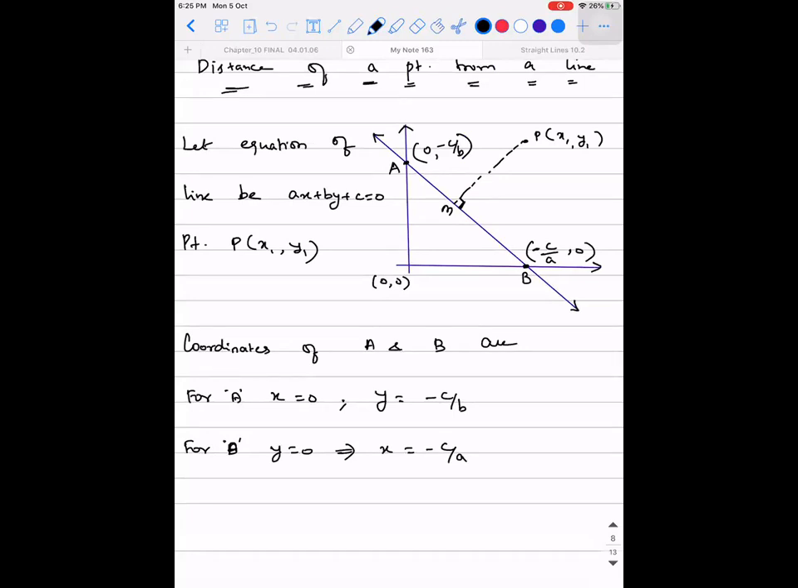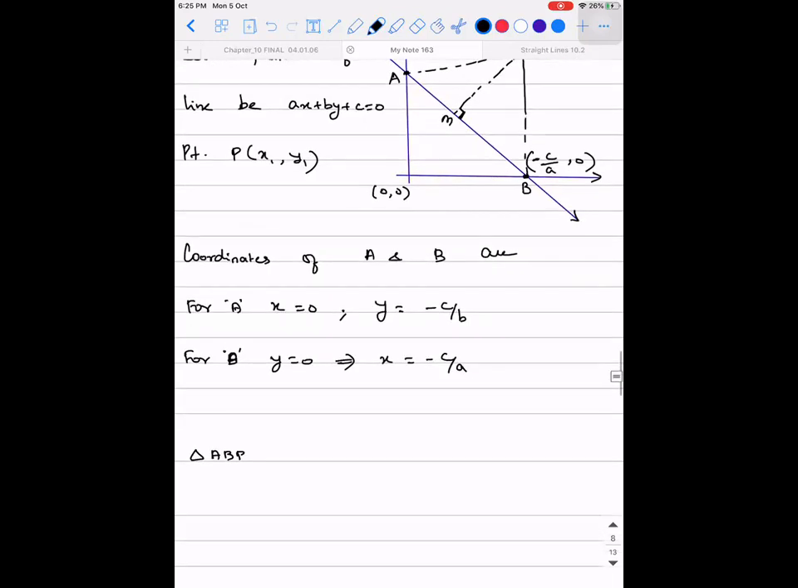Now see, what I'm going to do is, from here, I will join these points. What are we getting? We are getting a triangle A, B, and P. Accepted? Now the question is, what is the area of triangle ABP?